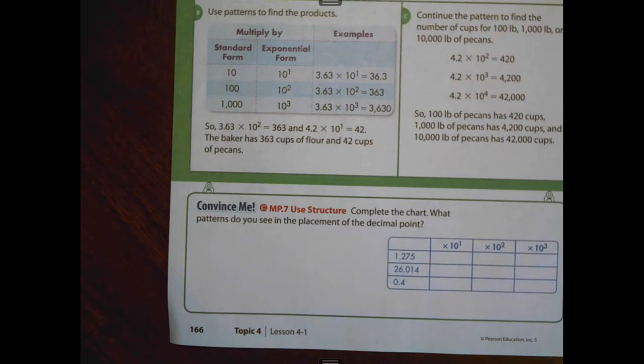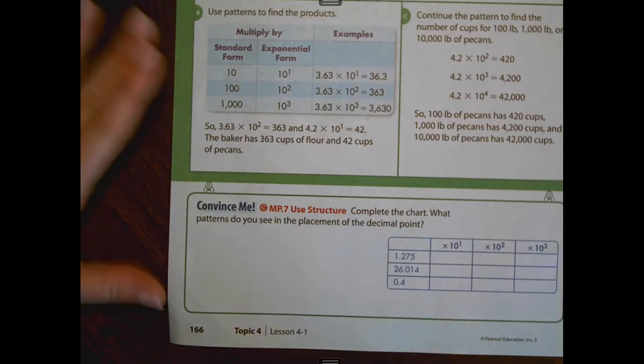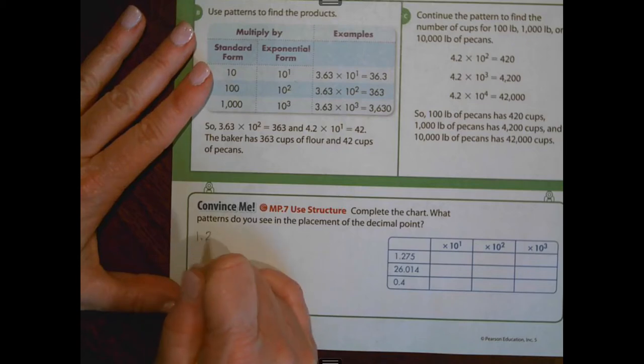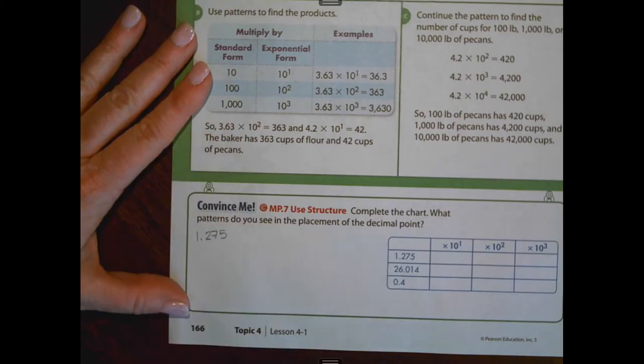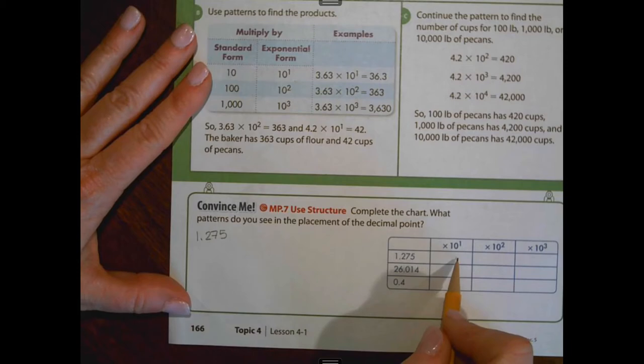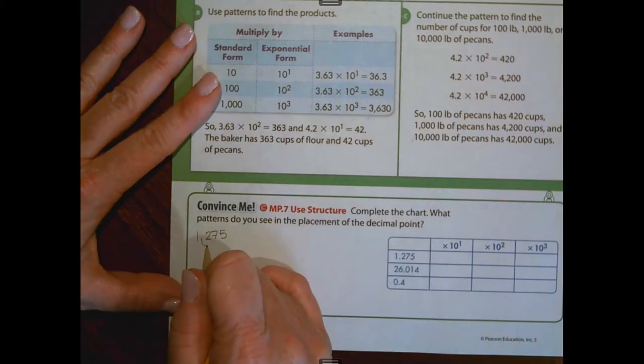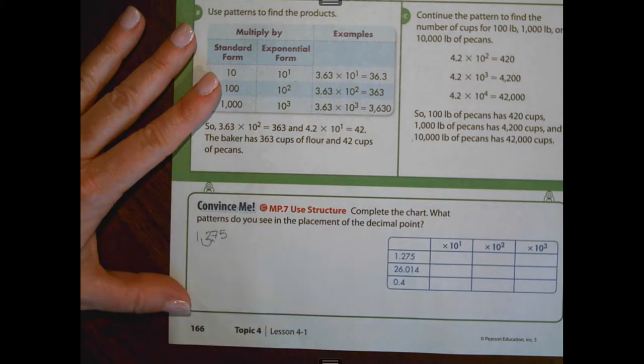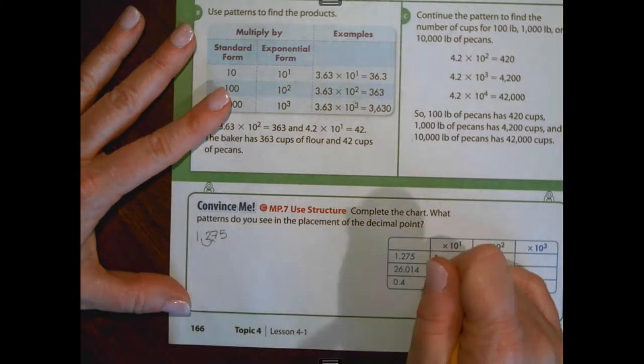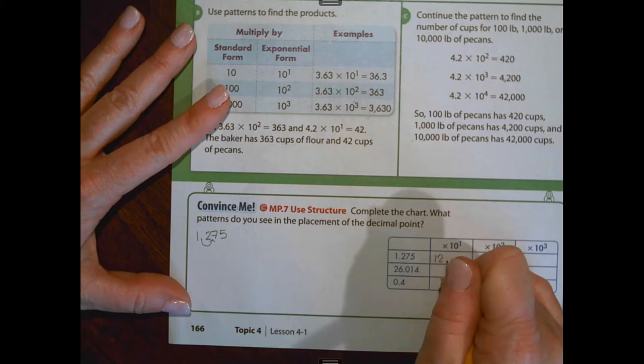We're going to complete the chart, and then we're going to look at the patterns of the placement of the decimal points. If we start with 1 and 275 thousandths, and we multiply it times 10 to the first power, or times 10, we move that decimal one place to the right. Then instead of having the whole number 1, we have the whole number 12, and then 75 hundredths.